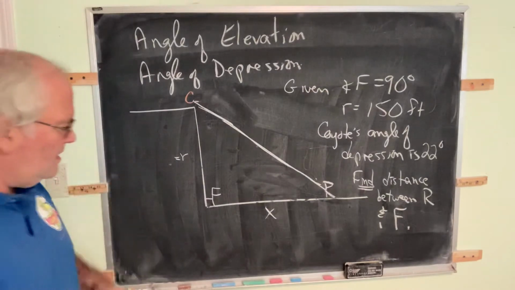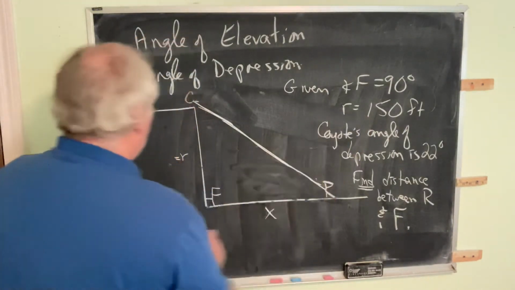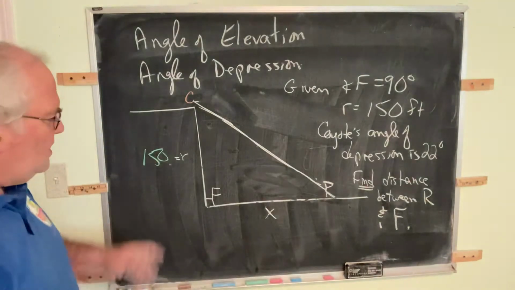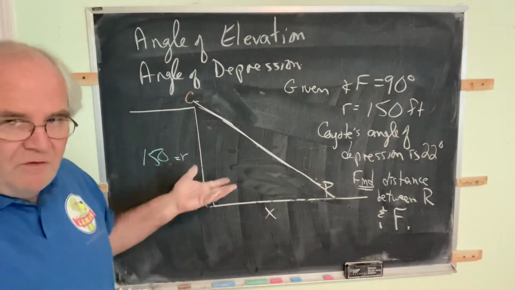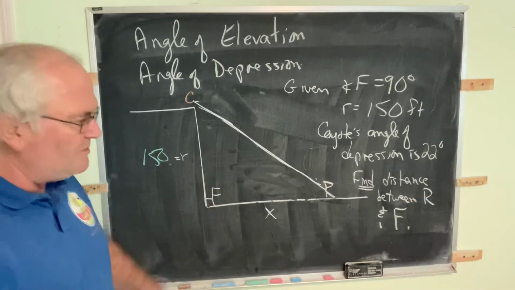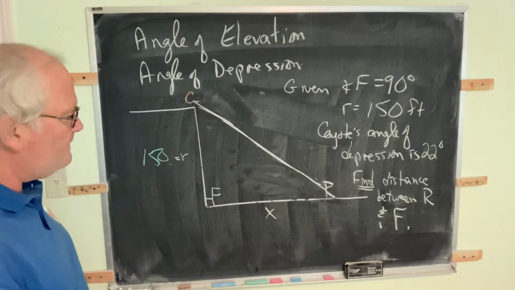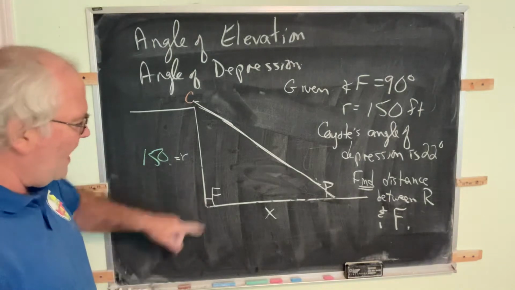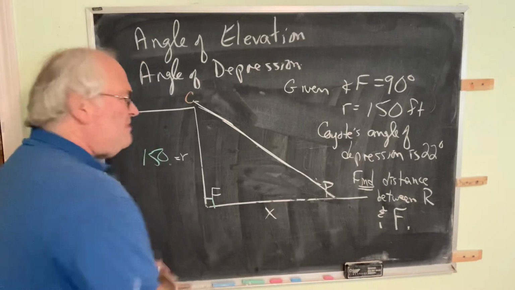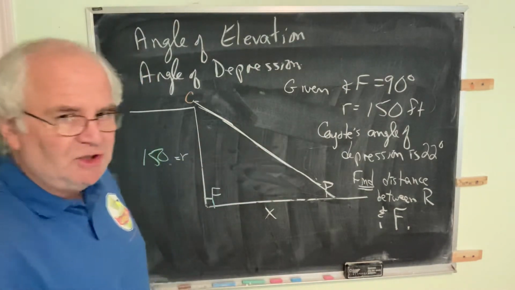We're given R. R is given to be 150. You don't need to be given that. Just one of them needs to be given. You don't need to be looking for that. Just one of them needs to be desired. So I'm just picking numbers out of the blue sky. This is the 90 degree angle. That's given. But then it says the coyote's angle of depression is 22 degrees.